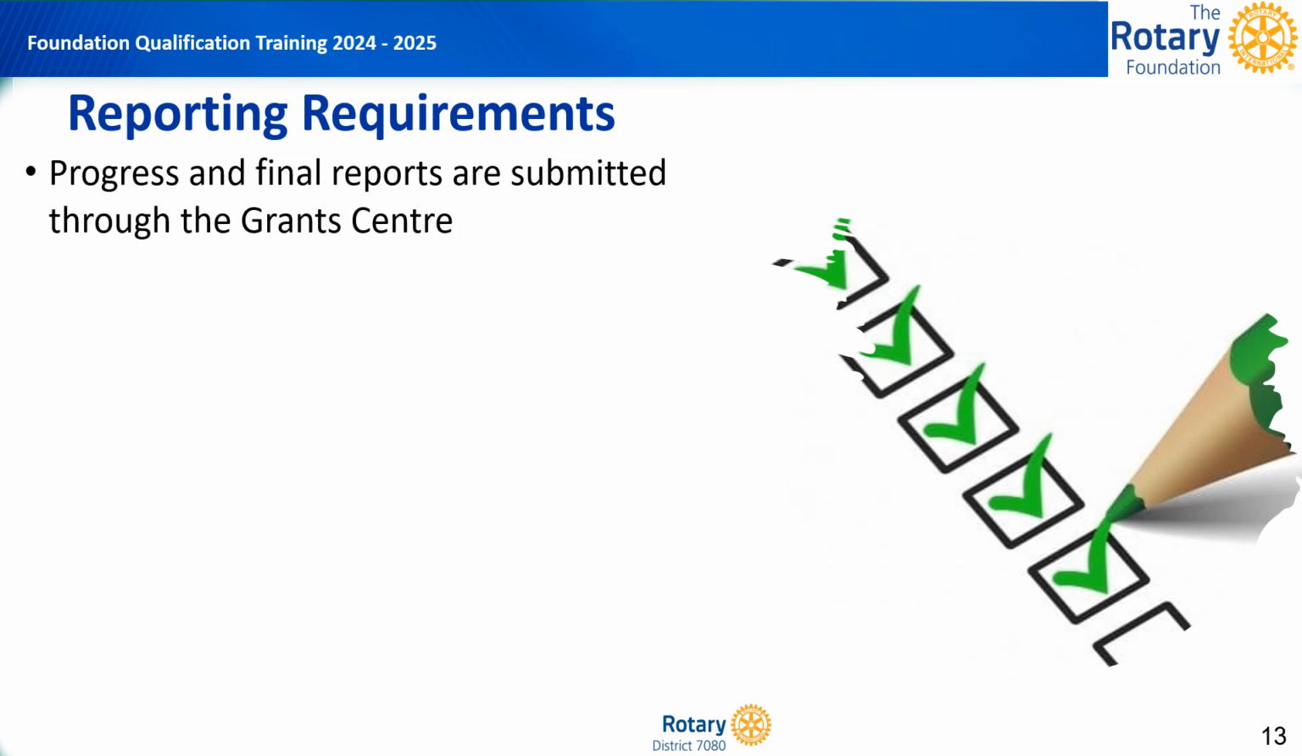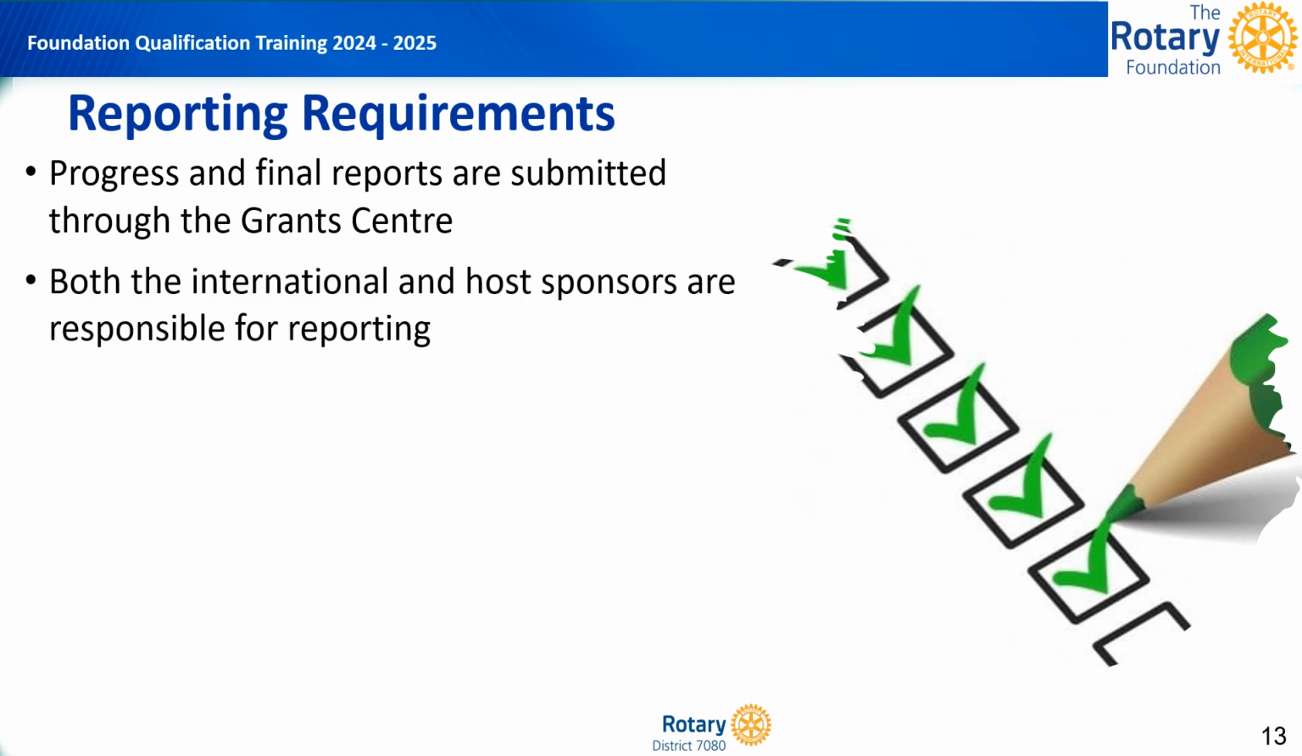Making sure you submit your grant reports on time is essential, as overdue reports can impact the club and the district's ability to participate in grants. District governors and district foundation directors are notified every quarter of outstanding reports involving clubs in their district. Both progress and final reports are submitted through the Grant Center in My Rotary. While the host sponsor will usually complete the report as they will be implementing the project, the international sponsor is also responsible for the report and ensuring that it is submitted on time.